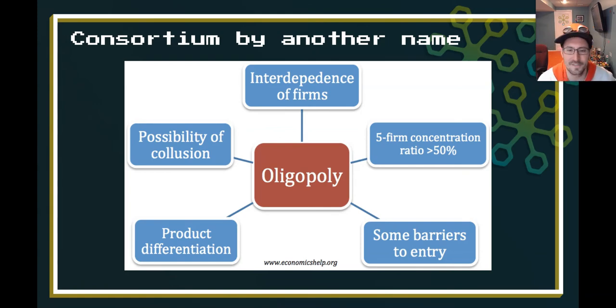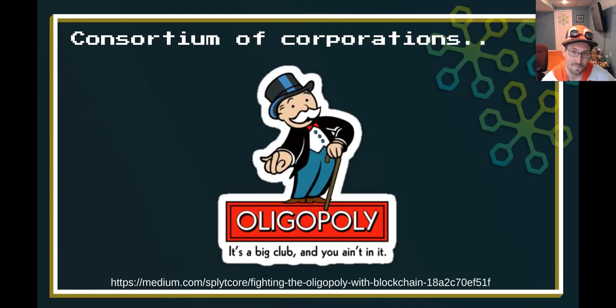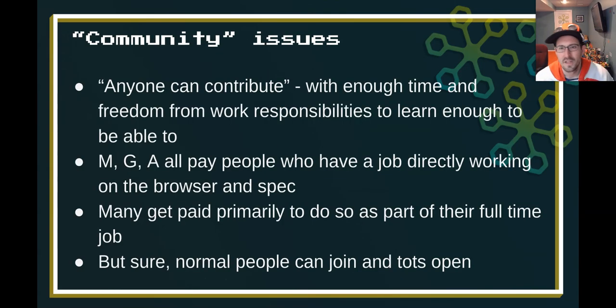So there are barriers to entry in an oligopoly and not a lot of product differentiation and the possibility of collusion. Like, outside of open source, when mega companies work together to build something to sell products, we would call that collusion. And in open source and in web standards, we just call it a standards body and they're all working together. So it's a consortium largely of corporations. I just like this picture again.